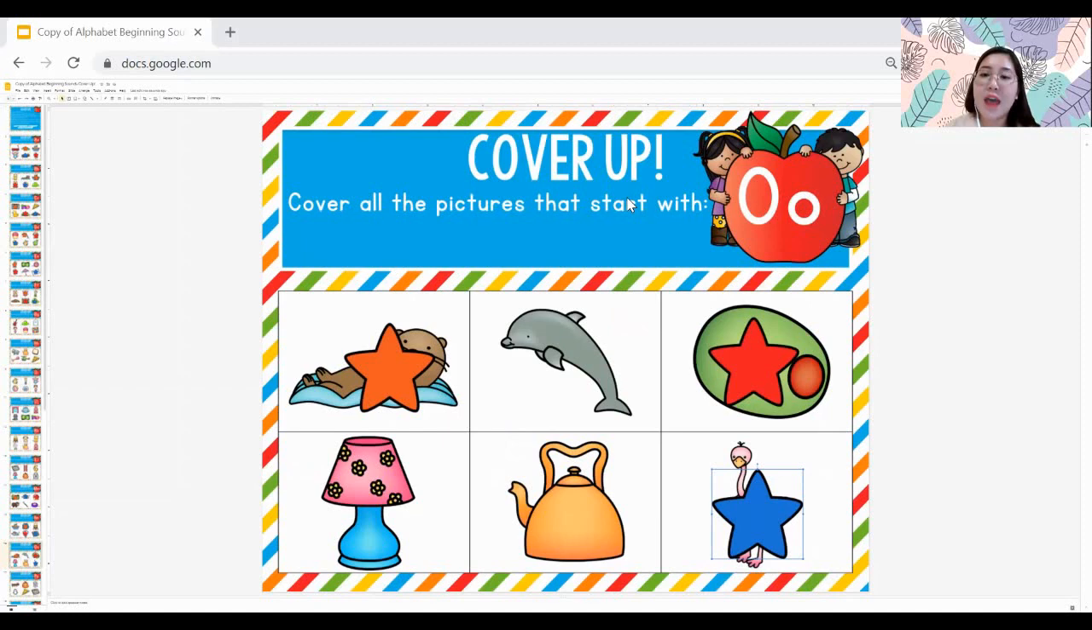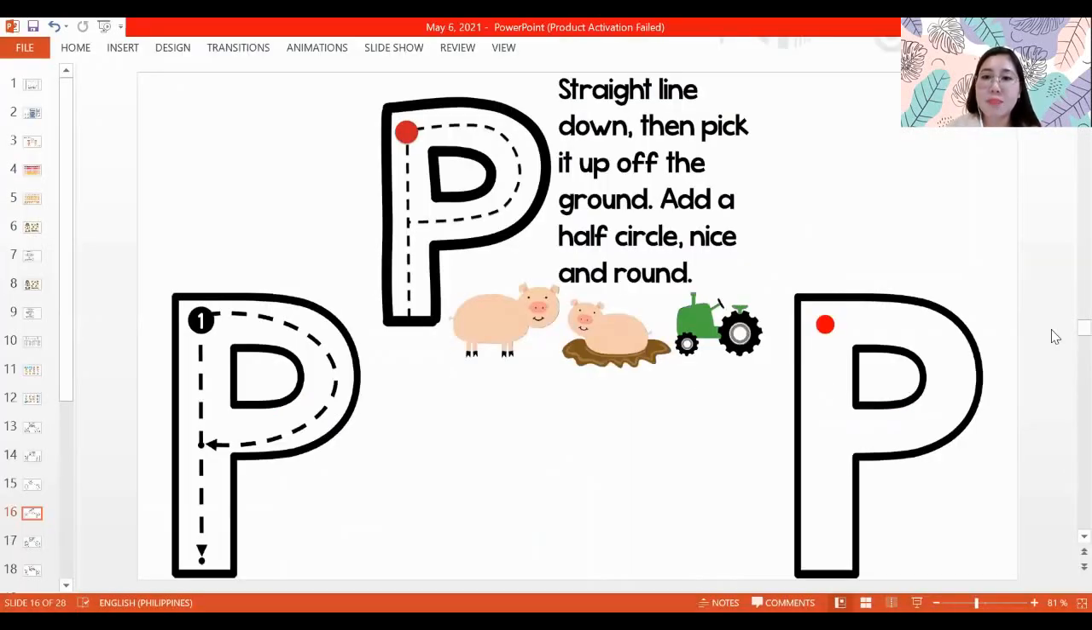Now we have our letter P, capital letter P. Straight line down, then pick it up off the ground. Add a half circle, nice and round. Let's try that. Start at the top, we make a straight line down. We go back up, we make a curve, and close. Let's do that one more time.